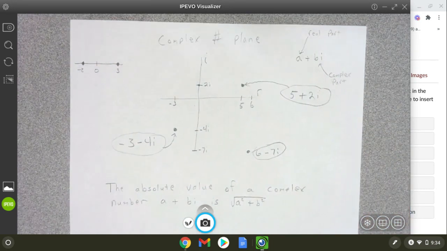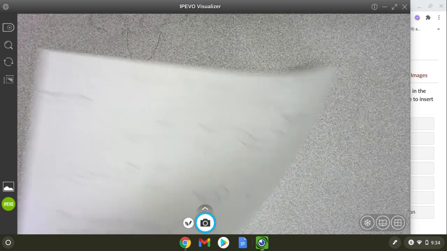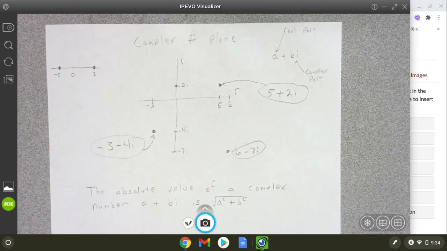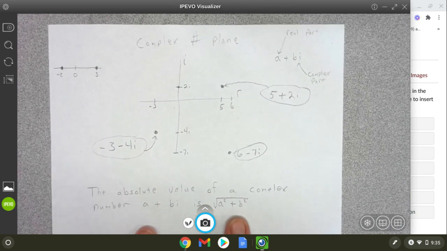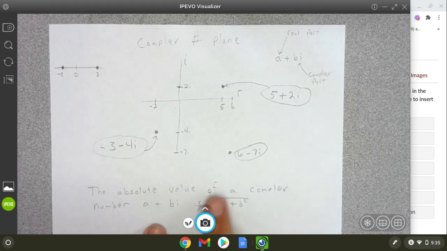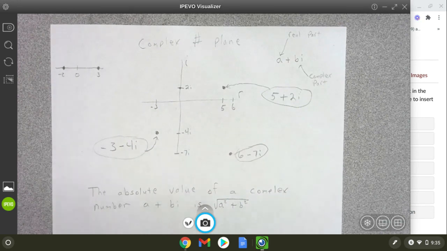Okay, now what I want to do next is look at the absolute value of a complex number. They have this nice little formula for it. The absolute value of a complex number is a squared, so you take the real part and square it, plus b squared, so you're forgetting about the i, and then you square root that.